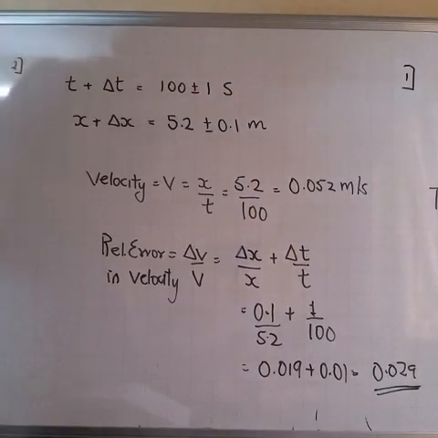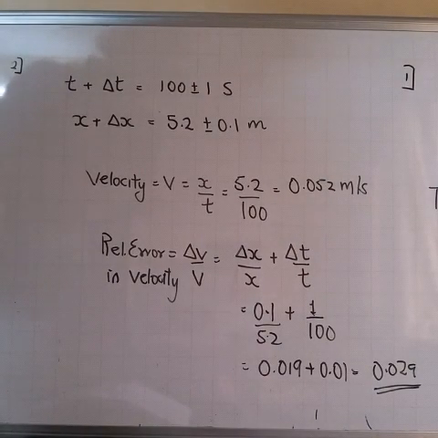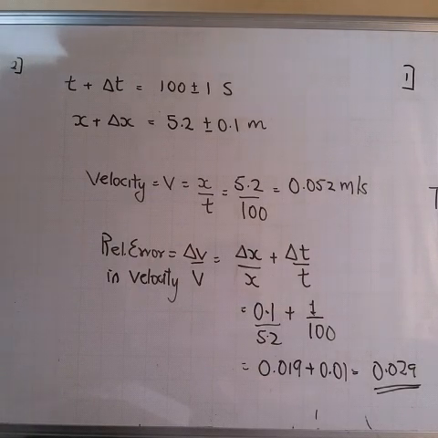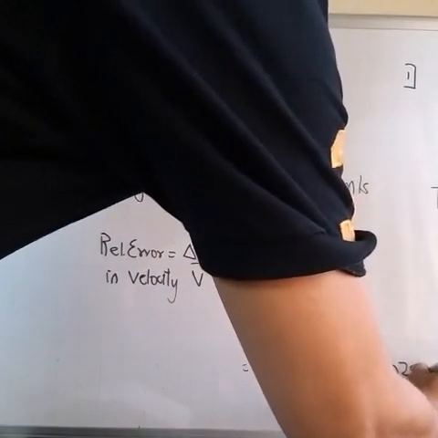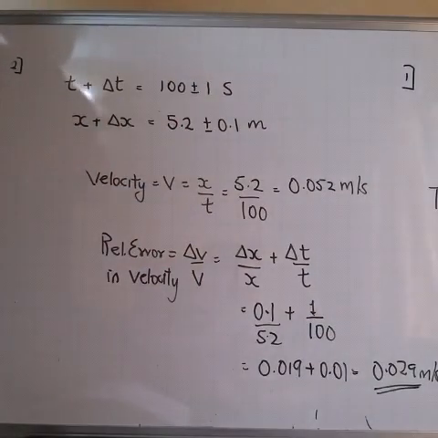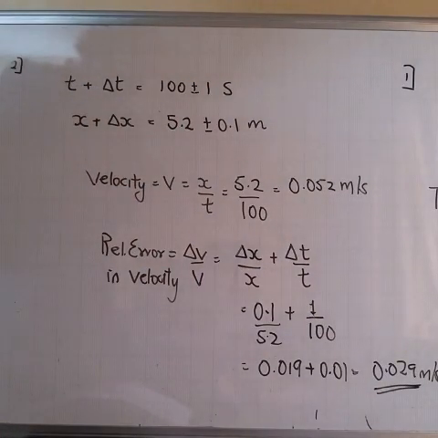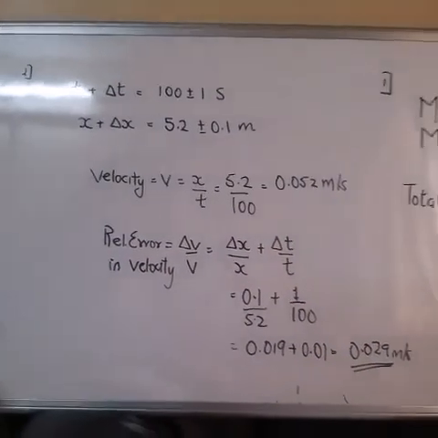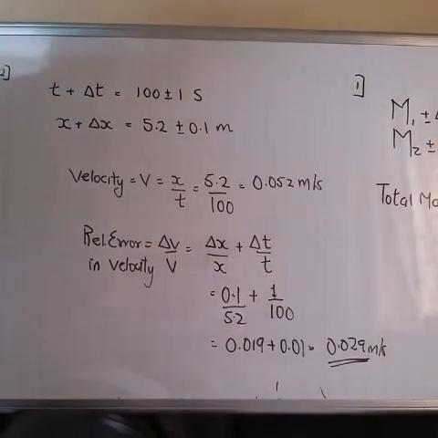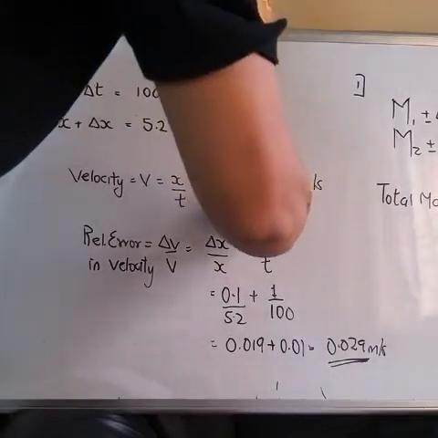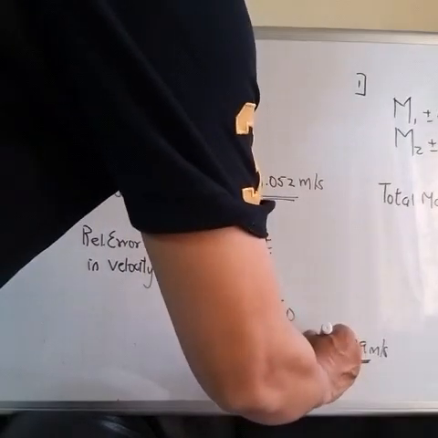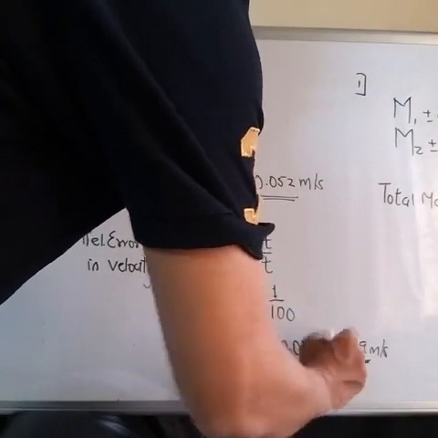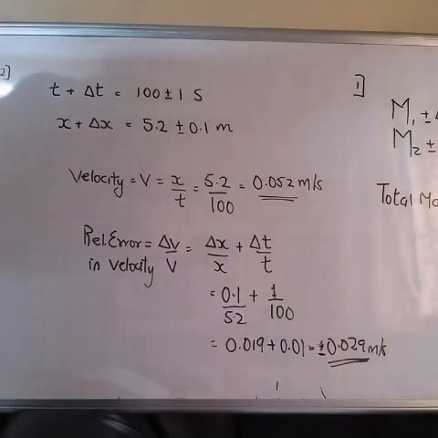So this is what the error. It is called as relative error. Getting it? In the textbook they have said only error. We can't say it is only error. We have to say relative error. Value is 0.029 meter per second. Okay. So the velocity is given by this 0.052, and the relative error is plus minus. You can write here plus minus 0.029 meter per second.